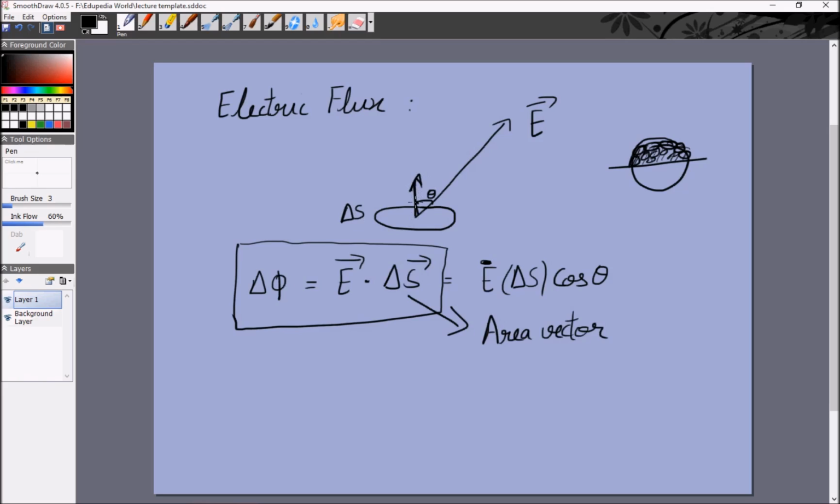The angle between them is theta, and A dot B is mod A mod B cos theta, so delta phi is E delta S cos theta. If we wanted to calculate the total flux through an area, that would be the integral of E dot dS. Right, now we'll take a differential area and we'll integrate through the whole area. This would be the total electric flux.